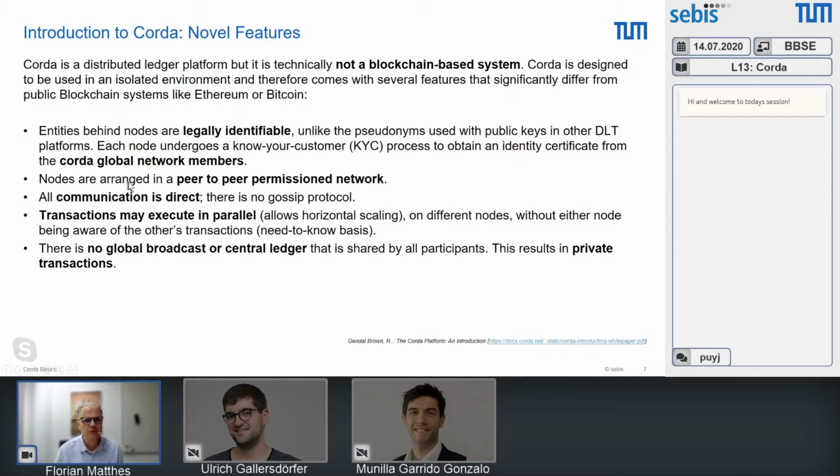These nodes then form a peer-to-peer permissioned network. There's no master and slave, or I don't know what's the current best word for master-slave relationships, but it's a peer-to-peer network where all nodes have the same rights. The communication is purely direct. We don't have this gossip protocol where changes are spread to all neighboring partners until they reach the whole network.